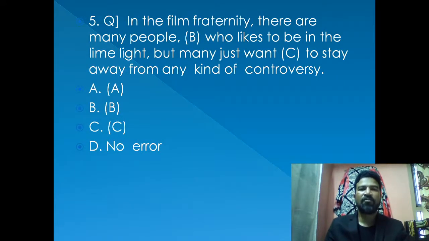Yes, in the film fraternity, there are many people who likes to be in the limelight, but many just want to stay away from any kind of controversy. Yes, try to spot the error.